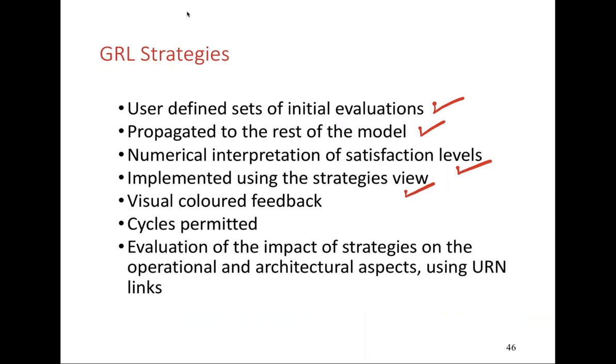It's really good because it can be easily visualized in a color feedback form. Keep in mind that cycles are also allowed. Evaluation of the impact of strategies on the operational and even the architectural aspects using the URN links can easily be extracted if you evaluate each component in the GRL model separately.